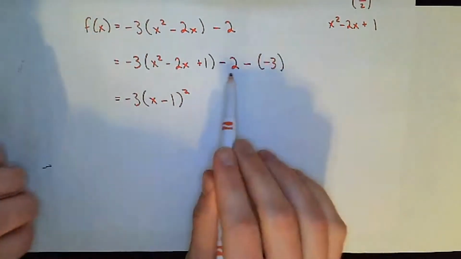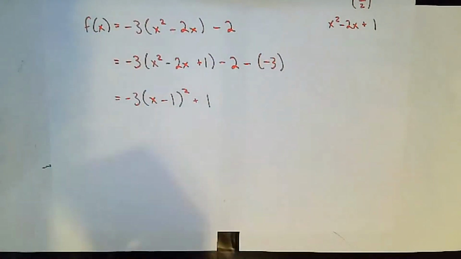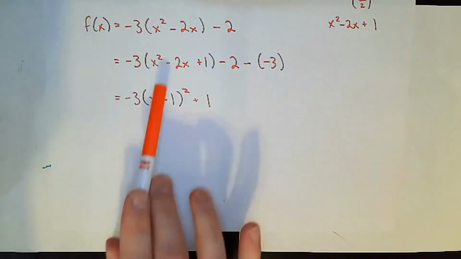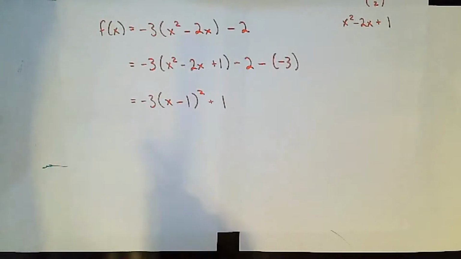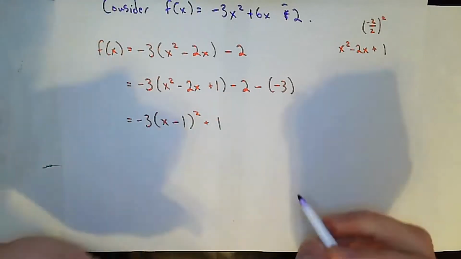Let me go ahead and write that down. Minus 2 plus 3 is plus 1 out here, right? So if you need help getting from this step to this step, then you need help factoring perfect square trinomials. Okay, so there it is. I've gotten it in this nice standard form here.